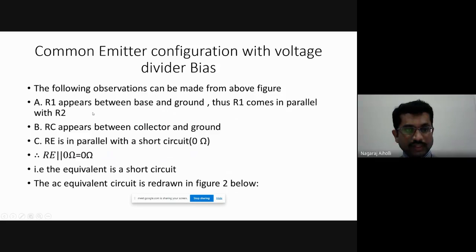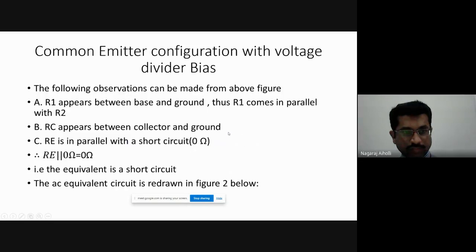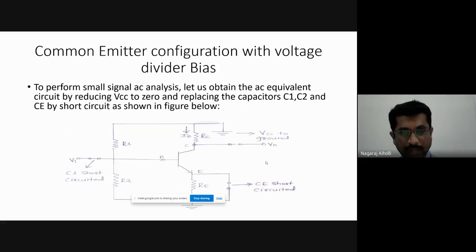Now these are the observations. R1 is in between base and ground. R2 is also between base terminal and ground. R1 and R2 are in parallel. Then emitter resistance RE is connected between emitter terminal and ground. Collector resistance RC is connected between collector terminal and ground. These are the observations. Now RE is in parallel with CE, which is a short circuit.